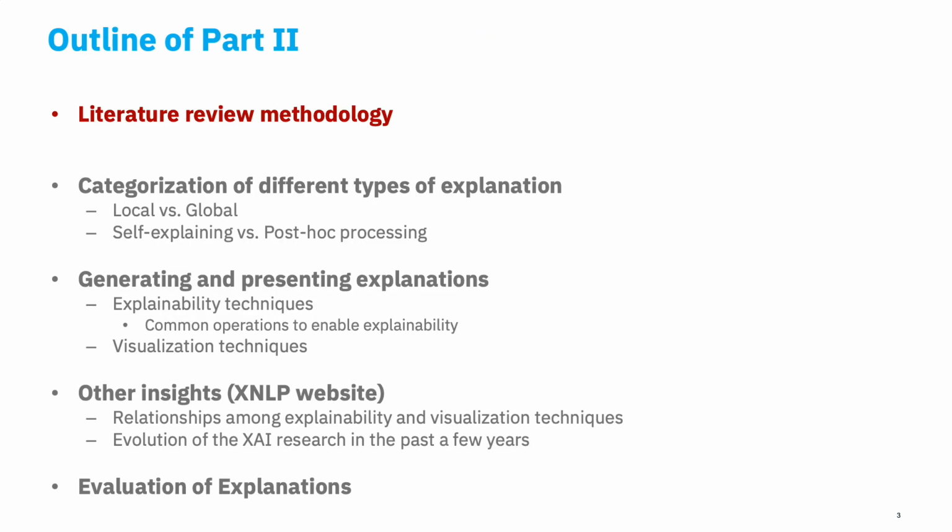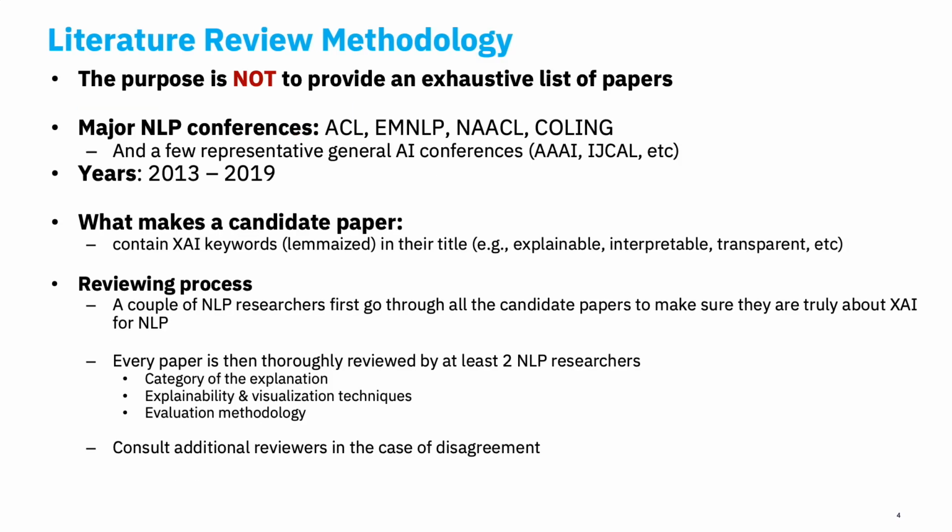We first provide some background information about our literature review. We would like to emphasize that the purpose of this tutorial is not to provide an exhaustive list of XAI papers. Instead, we would like to try our best to find some of the representative works in the past several years. In particular, we focused on major NLP conferences including ACL, EMNLP, NAACL, and COLING. We also include some of the representative works from some other general AI conferences such as AAAI, IJCAI, KDD, etc. We collected and reviewed papers from 2013 to 2019.